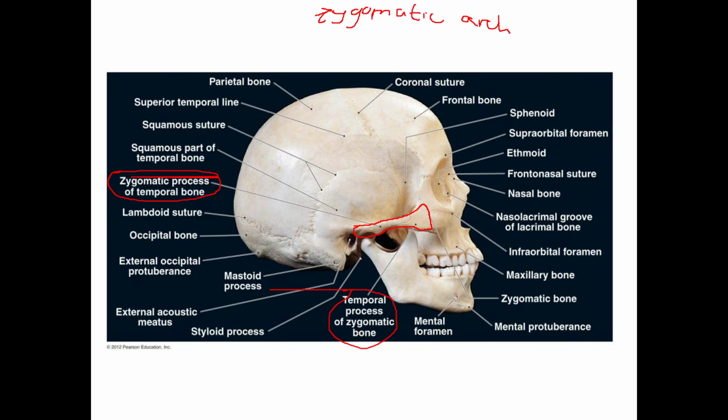We have the temporal process of the zygomatic bone. So on the zygomatic bone itself is the temporal process. And then on the temporal bone would be the zygomatic process. A few other things we've got here are the mastoid process. The mastoid process generally refers to this bony projection sticking out right over here. We also have a styloid process. The styloid process is a very sharp, almost icicle-like poke.